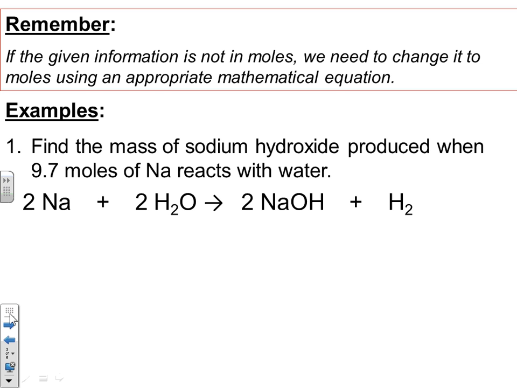So first, notice it says, find the mass of sodium hydroxide produced when 9.7 moles of sodium reacts with water. So I'm going to go to sodium hydroxide, and I don't want to put an X in this case. I'm going to put question mark grams because it's saying find the mass. This says moles, so I will put it in the second line, 9.7 moles. All right?